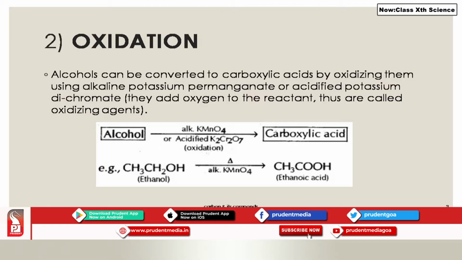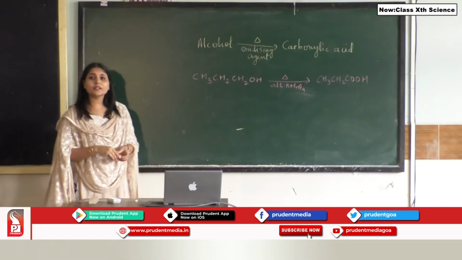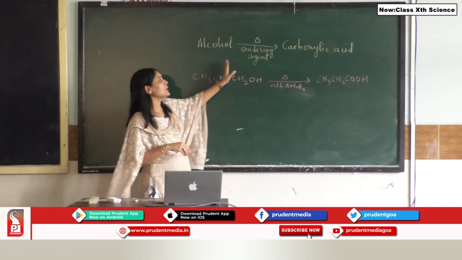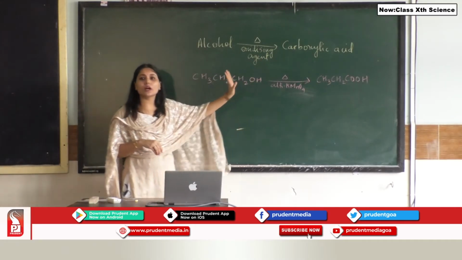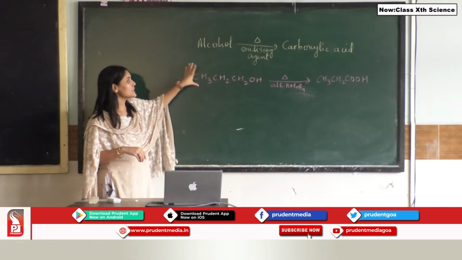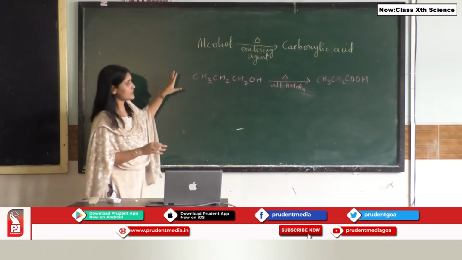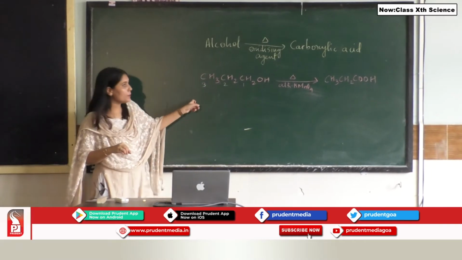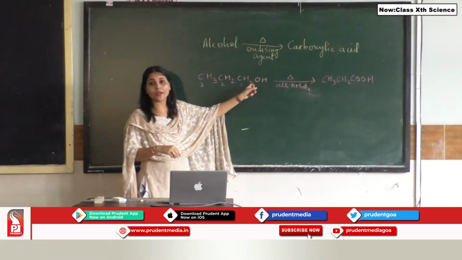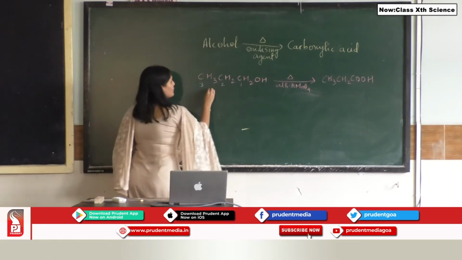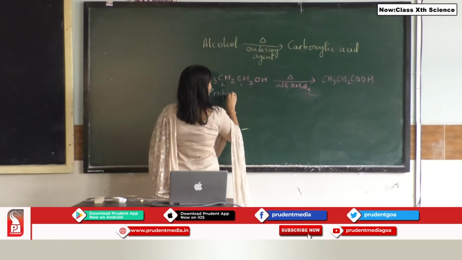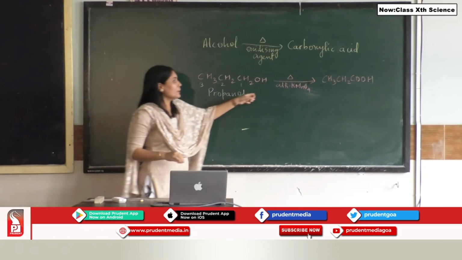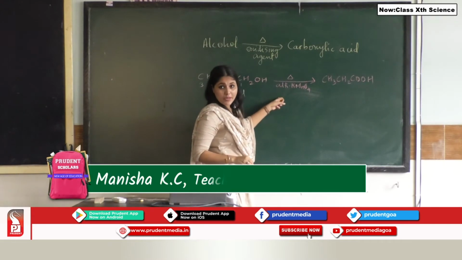Let us see another example of the same. Oxidation reaction: alcohol in the presence of an oxidizing agent gives you carboxylic acid. Let us first name the alcohol that is given over here. 1, 2 and 3, the word root is prop, and the functional group present is OH. So the name of the compound is propanol. Propanol on heating in the presence of alkaline potassium permanganate.